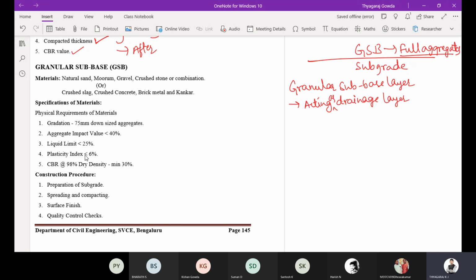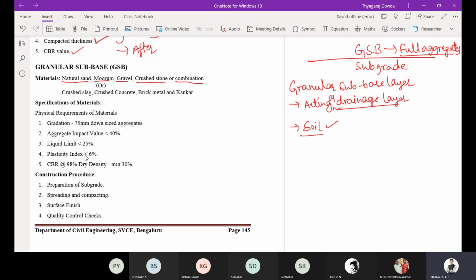That is a larger sized aggregates we are going to use. That is because of the drainage layer; because of the larger sized aggregates, it acts as a drainage layer. What are the materials we require for this granular subbase? Natural sand, which is obtained from the river, murram, gravel, crushed stone, or a combination of these things. So you can use not only the aggregates, you can use the soil also. Wherever the aggregates are not available, there you can go for this soil also for construction of GSB layer.